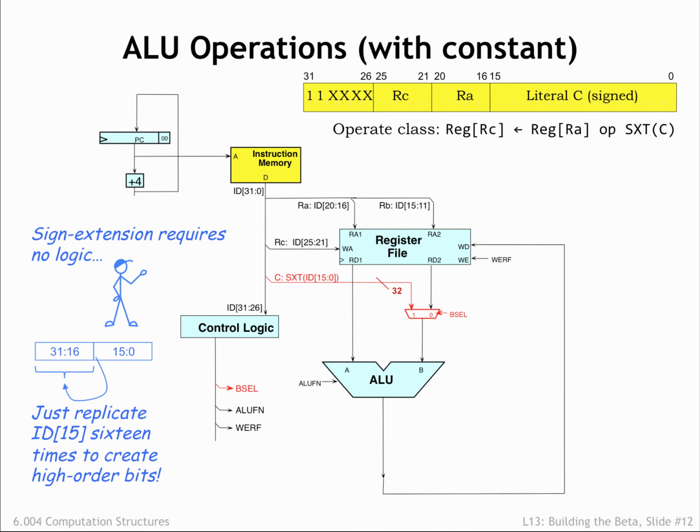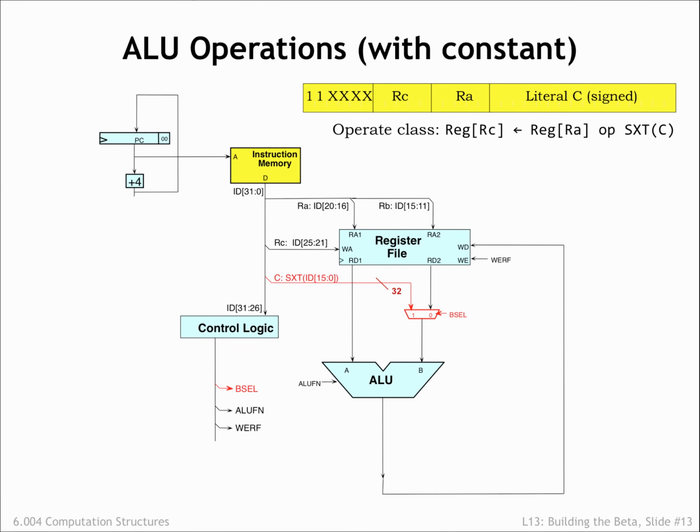Note that no logic gates are needed to perform sign extension. It's all done with wiring. To sign extend a 2's complement number, we just need to replicate the high order or sign bit as many times as necessary. You might find it useful to review the discussion of 2's complement in Lecture 1 of Part 1 of the course. So, to form a 32-bit operand from a 16-bit constant, we just replicate its high order bit, ID 15, 16 times as we make the connection to the BSEL mux.